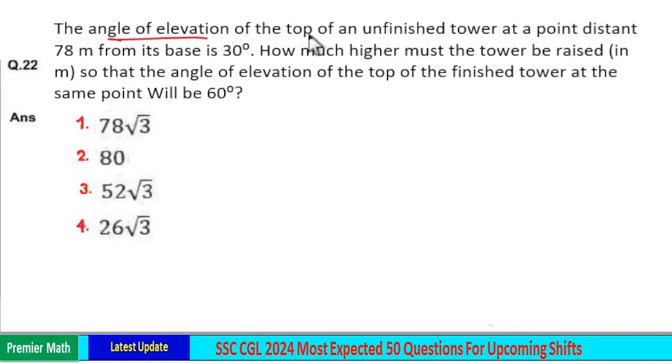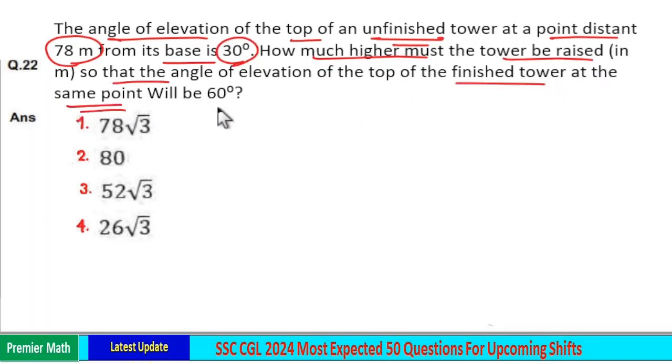The angle of elevation of top of an unfinished tower at a point distance 78 meter from its base is 30 degree. How much higher must the tower be raised so that angle of elevation of the top of finished tower at the same point will be 60 degree. Now this is the unfinished tower, and from 78 meter point distance, from 78 meter base distance. So this is 78 meter. Now from this point, angle of elevation is 30 degree.